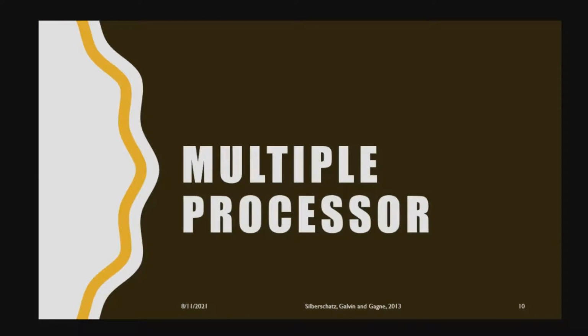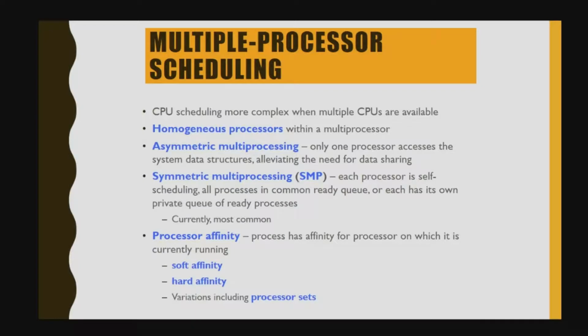So next is about multiple processors. Just now we talked about multi-level queues. In multiple processor scheduling, CPU scheduling is more complex when multiple CPUs are available. It's similar to threads: when we talk about a single thread, it's quite straightforward, but when we talk about multiple threads, it's more complex. The same goes for processor scheduling.